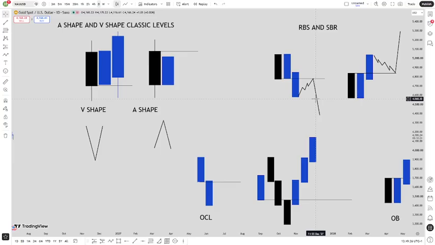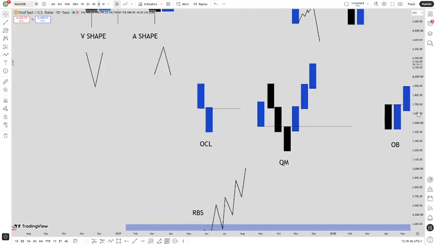I hope you guys enjoyed this video. If you have any question, you can always write down your comments on what you probably want me to talk about next. Okay, but in my next video, we're going to be talking about the remaining key levels, which is going to be OCL, QM, and then the popular other block.